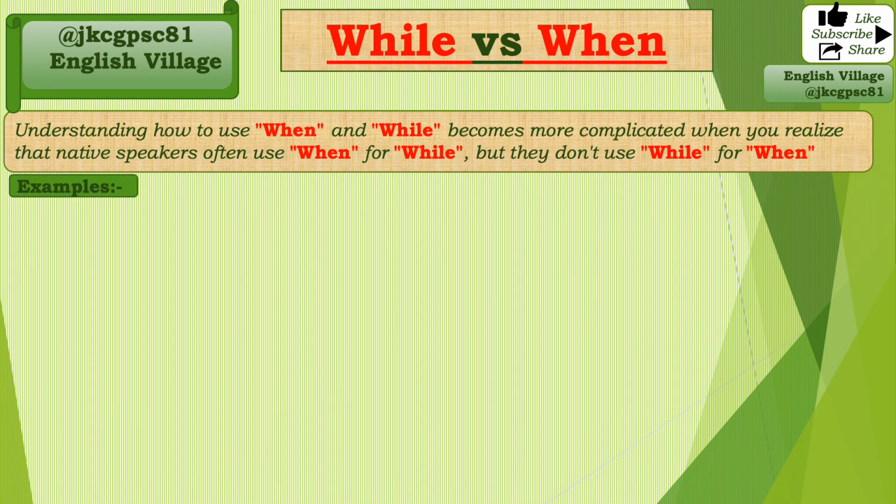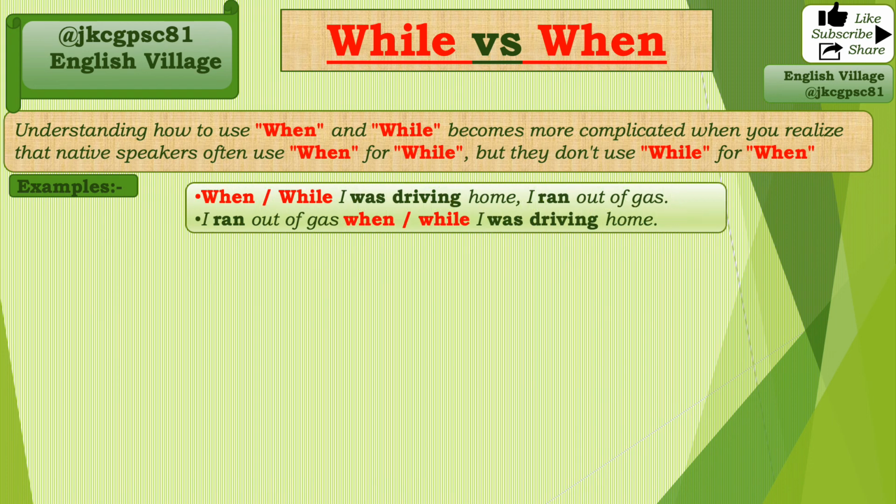Let's have a look at some examples. When I was driving home, I ran out of gas. I can also say, while I was driving home, I ran out of gas. I can start my sentence with subordinating conjunctions when and while.